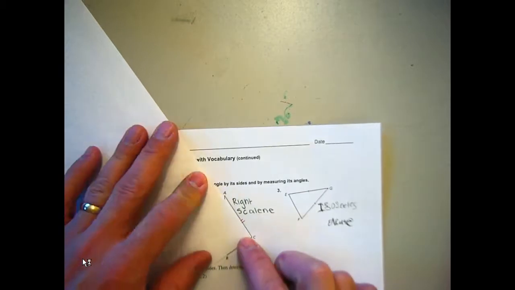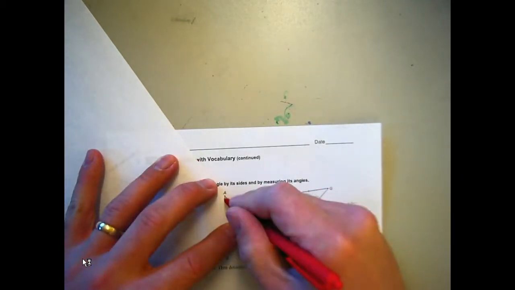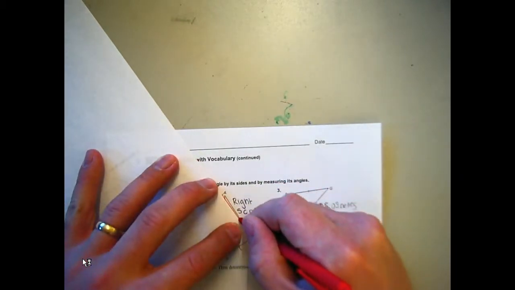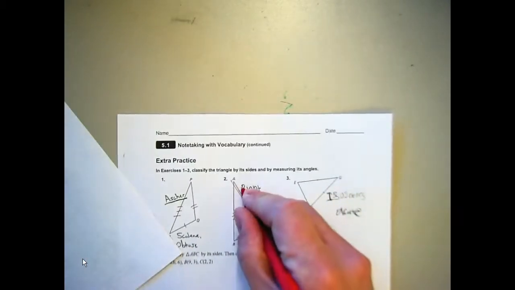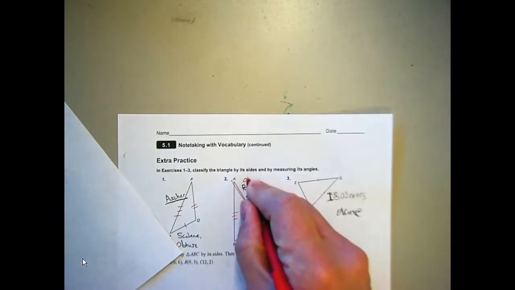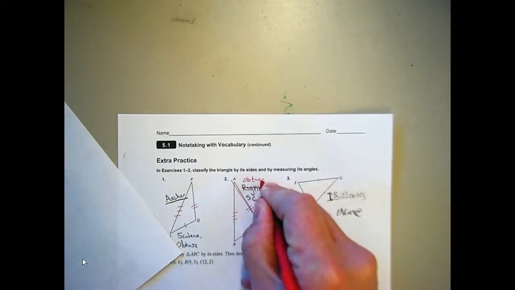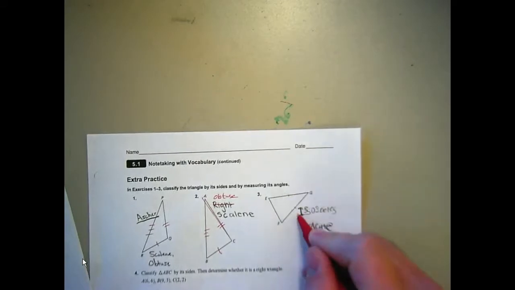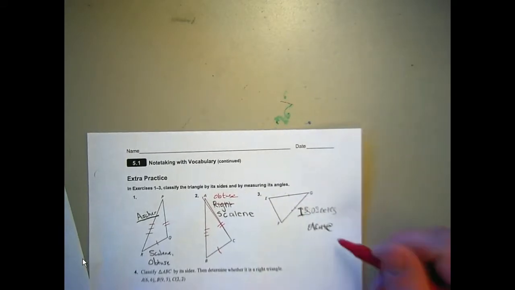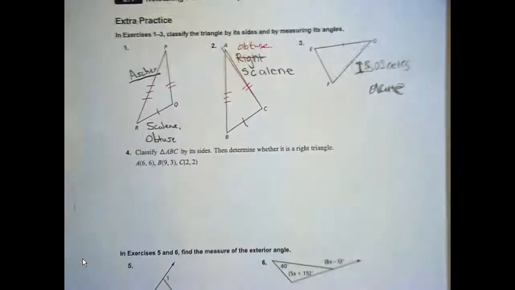It is not. Ooh, that looks, I don't know. It's not. It's just a little odd. Looks like it's obtuse. Very close, but I think it's obtuse. And this one is isosceles because two sides are equal and three acute angles. Isosceles acute. Okay, very good. Any questions there?